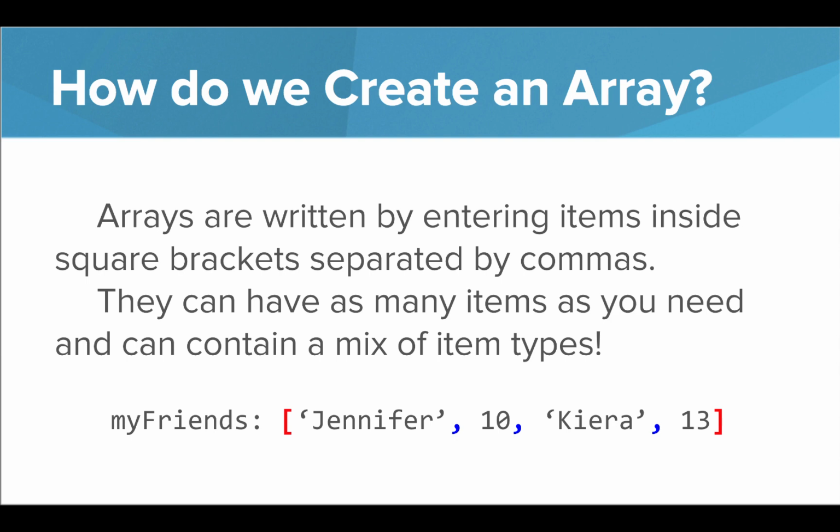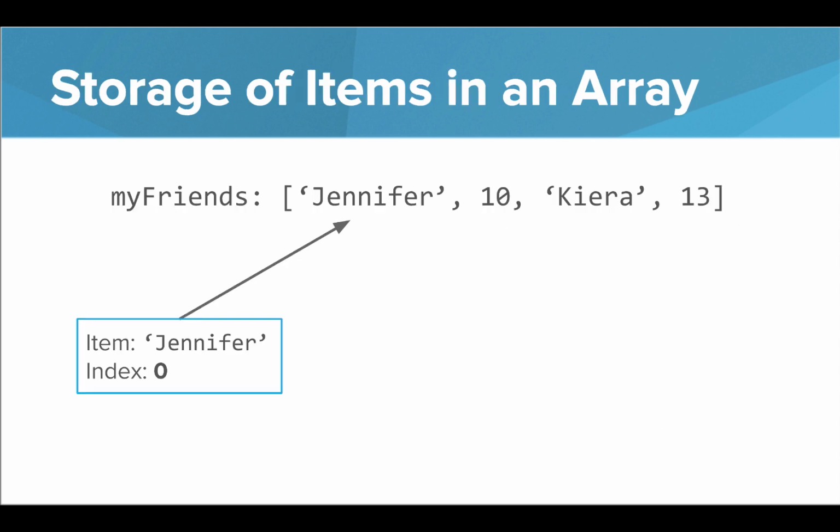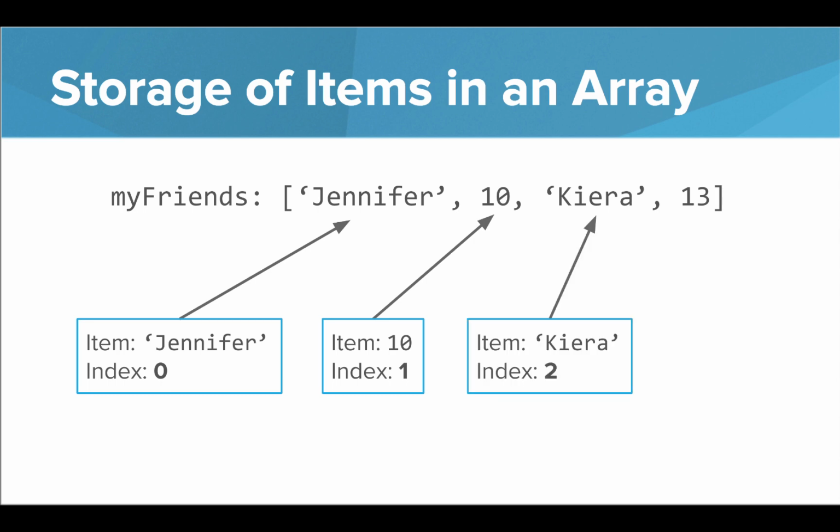We can also have as many items as we want inside our arrays and can remove and add items after the list is created. Items in a list are ordered, meaning that each item corresponds to a certain placement or index in our list. The first item here, Jennifer, is held at index 0. The second item, 10, is held at index 1. The third item, Kira, is held at index 2. And our final item, 13, is found at index 3.